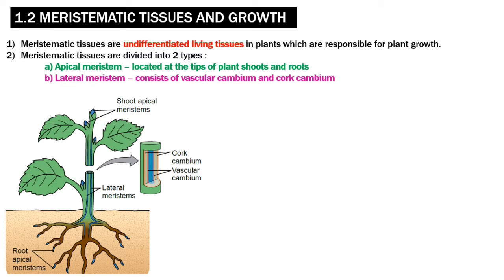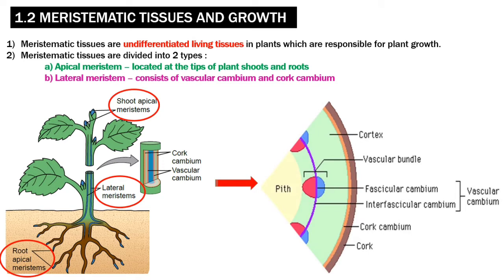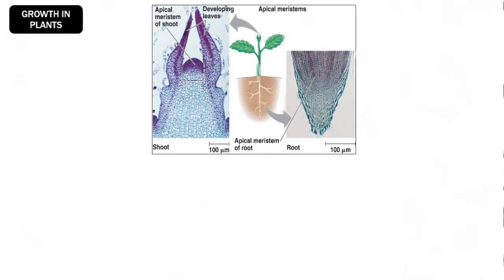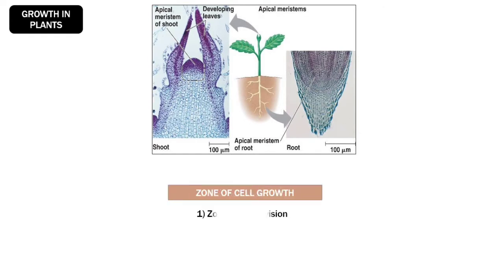This is the position of shoot apical meristem, root apical meristem, and lateral meristem. And this is the location or position of vascular cambium and cork cambium. Okay, now let's discuss more about growth process. Zone of cell growth is divided into three: zone of cell division, zone of cell elongation, zone of cell differentiation.